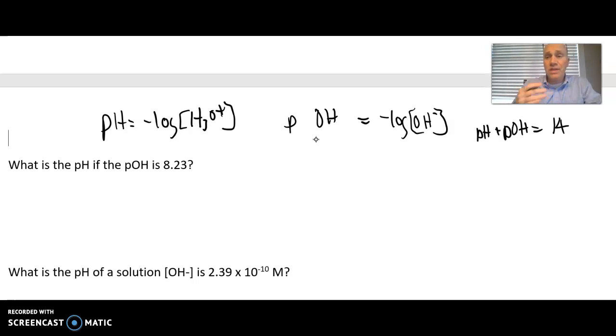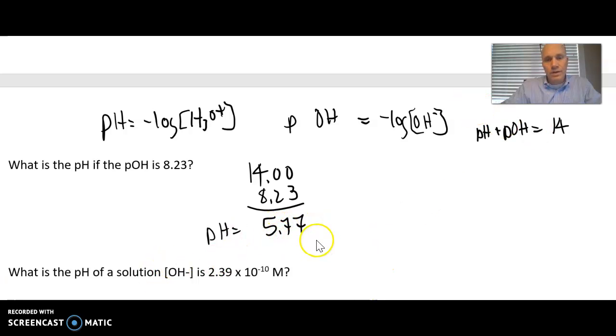And again, the p is going to be lowercase when you write it this way. You can see that in this transformation, all we need is this equation right here. So to calculate this, if you're given one of these, all you have to do is subtract it from 14. So you get 5.77. And if you had to identify this as being acidic or basic, this would be acidic.